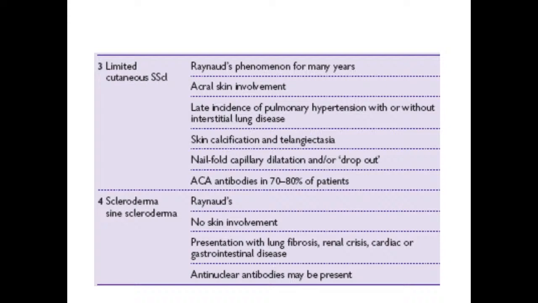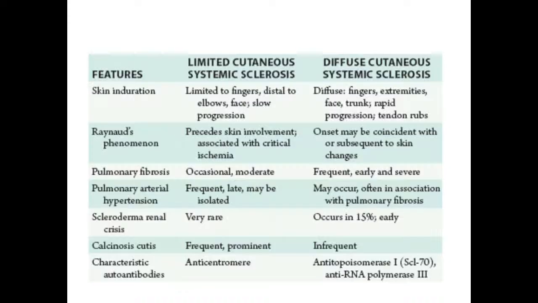There are rare patients in which there is no predominant skin involvement, but there may be definite Raynaud's. They may have lung involvement, and extra-dermatological involvement in the form of renal crisis, cardiac or GI disease. So those are a rare subgroup, which we call scleroderma sine scleroderma, meaning scleroderma without its dermatological findings, but it's an uncommon minority of this group of disorders.